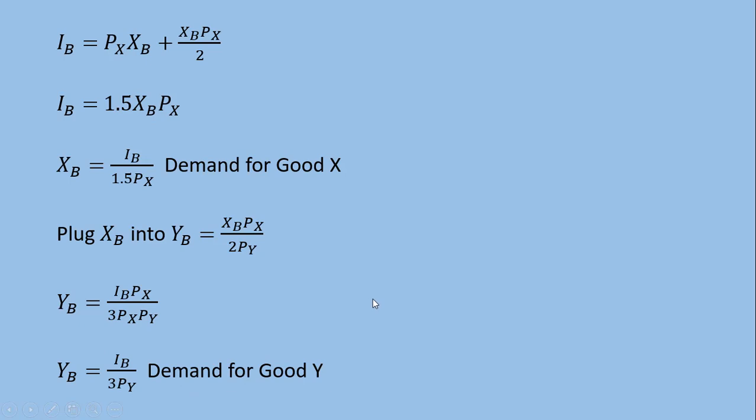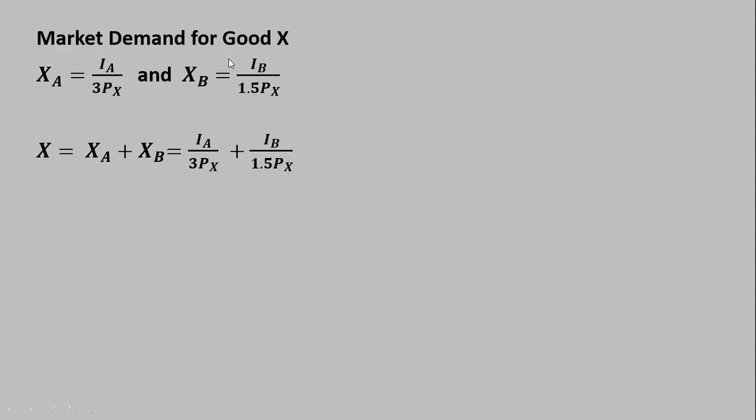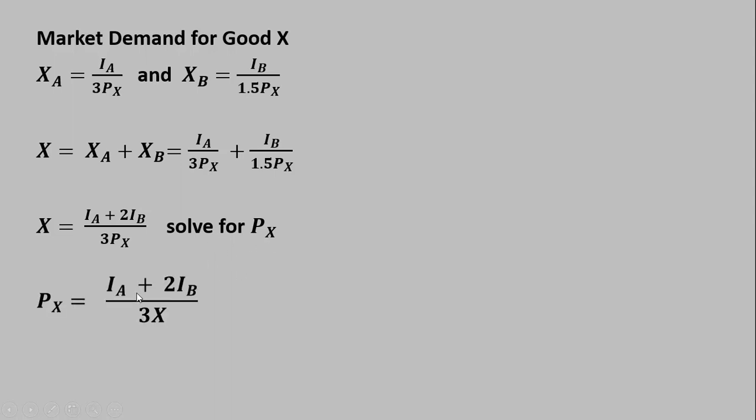Moving on. Our next step is to form the market demand for good X. We're just going to add consumer A's demand plus consumer B's demand for good X. So making our substitutions then, we have the market demand for good X. We could get the market inverse demand by solving this for the price of good X if we wanted to, leaving us with this result. So here are the inverse market demand and the market demand for good X.